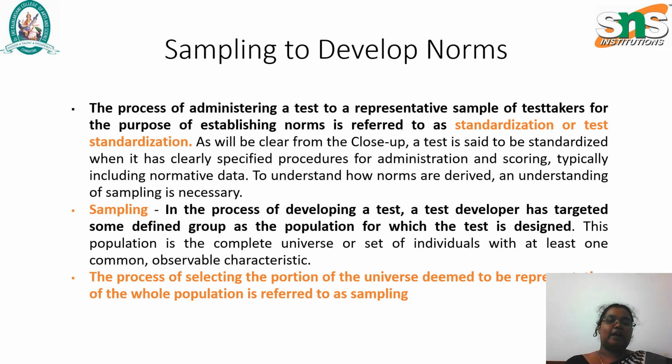Fairness and equity. A representative sample is crucial for ensuring that the test score accurately reflects the individual's ability and is not biased by factors such as socio-economic status or cultural background. Validity. If the sample is not representative, the norms may not be valid for the intended population, leading to inaccurate interpretations and potentially unfair consequences.